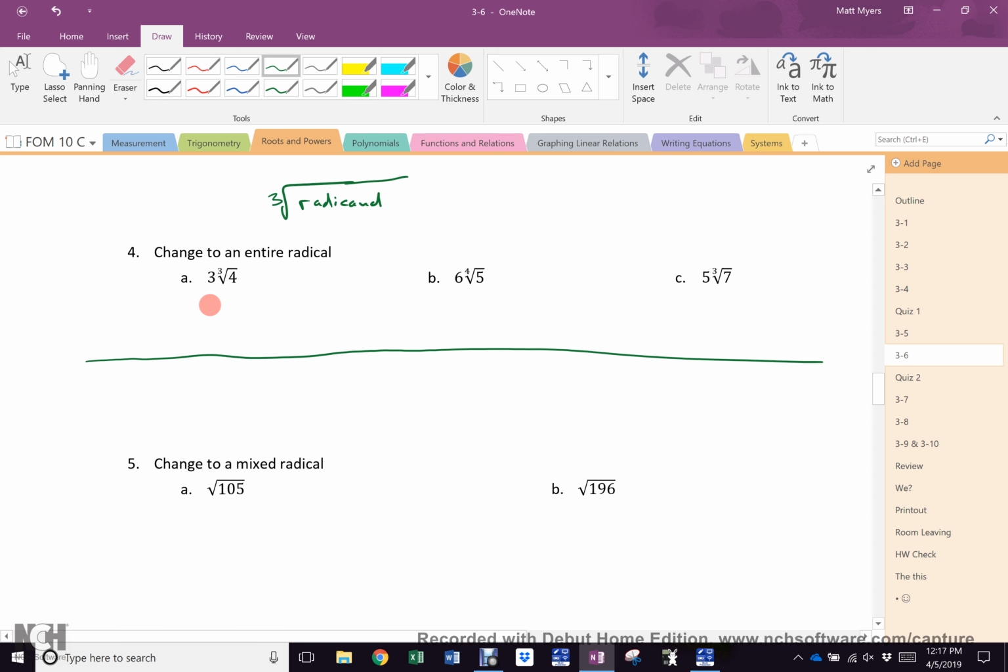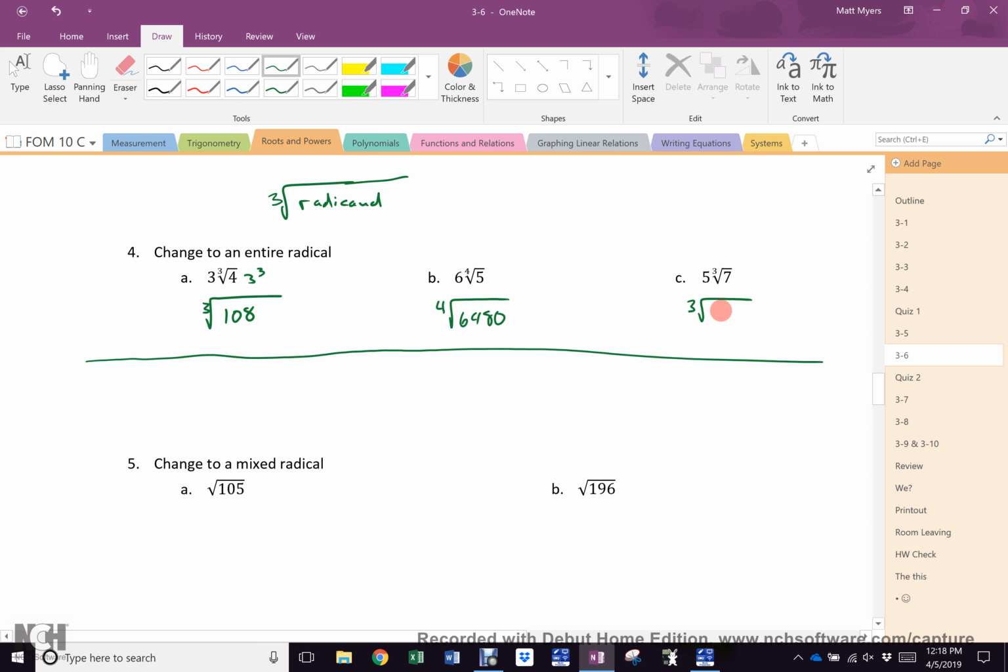What's this guy? Cube root of what? 108. Because if there's 1 3 out there, there were 3 3s underneath. What's this guy? The 4th root of what? Pardon me? 6,480? Let's check. 6 to the 4th is 216 times 6 again, which is 1296 times 5. Yep. Everybody cool? And what's this guy?